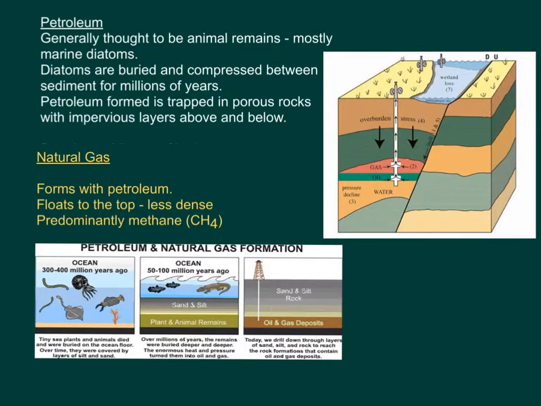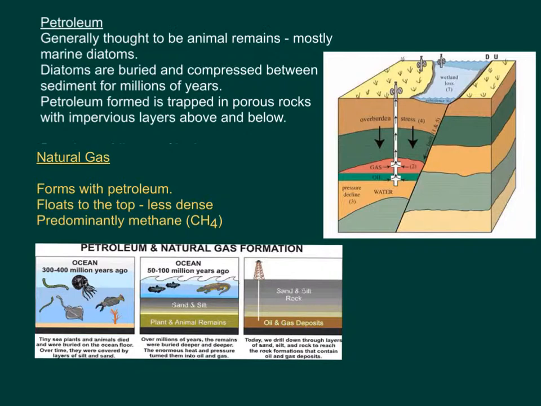So the other two we're going to talk about are petroleum and natural gas. They're formed together. We tend to think they're the remains of marine animals, in particular diatoms, so small microscopic animals. They basically were buried and compressed between the sediment for millions of years, and the petroleum gets trapped in porous rocks, so rocks with holes that it's able to percolate through between impervious layers above and below, and it's usually trapped with water.